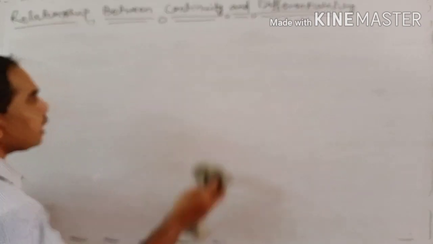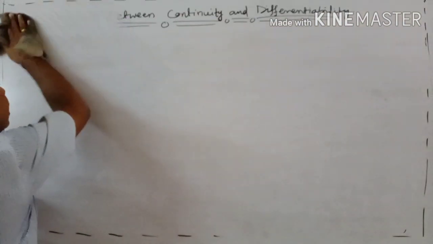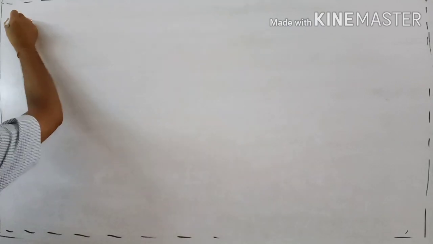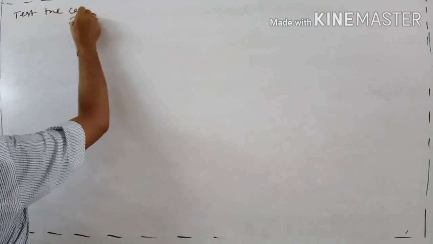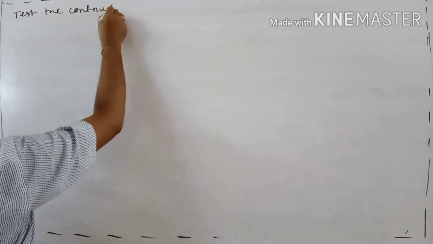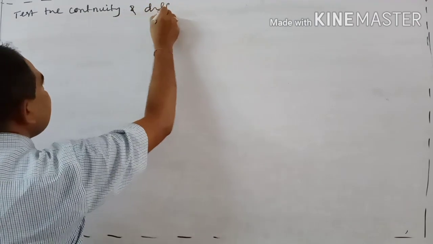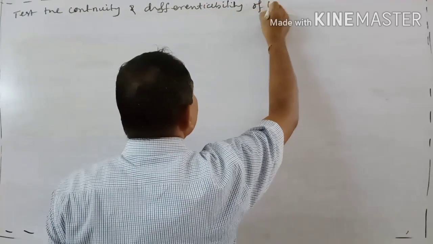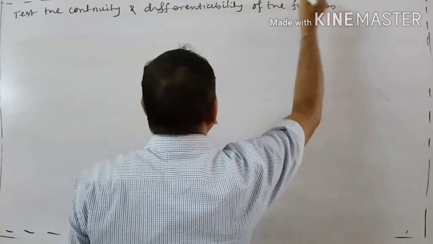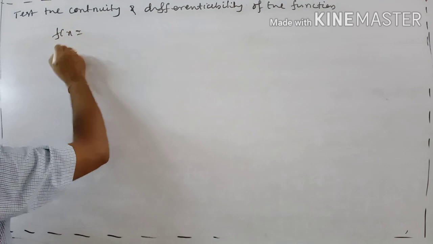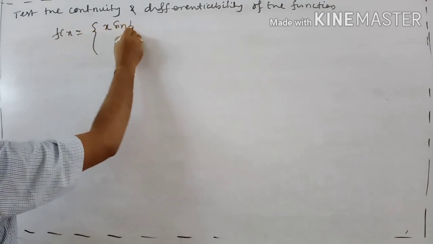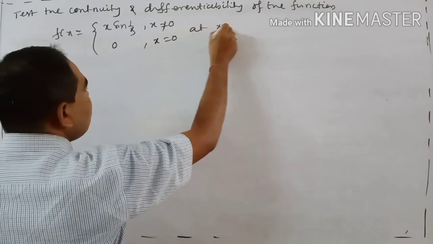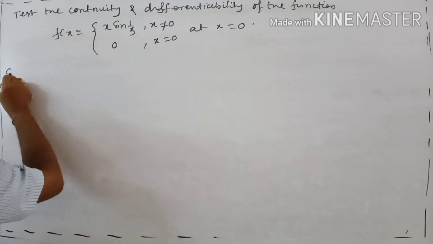Test the continuity and differentiability of the function f of x is equal to x sin 1 by x, x not equal to 0, and 0, x is equal to 0, at x is equal to 0. Solution.